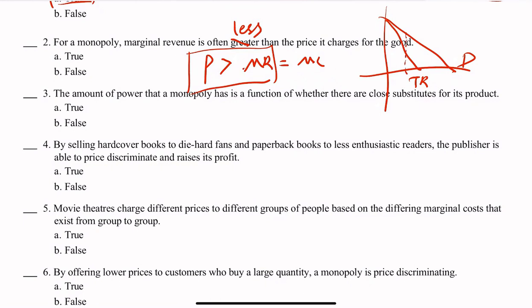Three, the amount of power that a monopoly has is a function of whether there are close substitutes for its product. I have not officially discussed this, but you can see that it's pretty much common sense, right? So it should be true. It means that even if you're a monopolist, if there is a product which is very close to your product, you can imagine that your market power will be lower because of this potential competition.